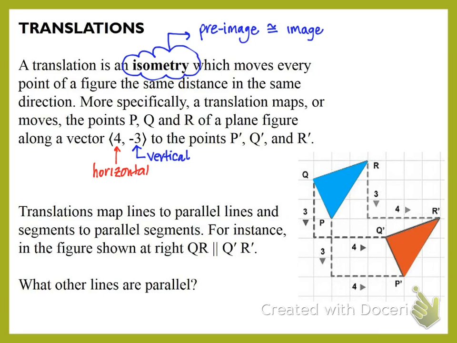So the translation is going to map the lines, okay, and they're all going to be parallel because it's all moving in the same direction. Okay, so we would notice that all of the lines that are moving the shape down are all parallel, and all of the lines moving the shape to the right are parallel, right? These guys.